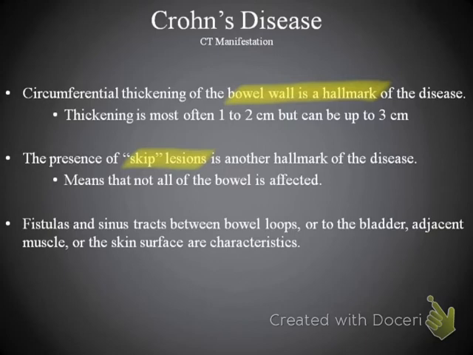the bowel. Fistulas and sinus tracts between bowel loops or to the bladder, adjacent muscle, or the skin surfaces are characteristic as well. And so basically you're going to look for transition points that should not exist between bowel and other things such as bladder, muscle, skin, or even other bowel loops. So that's what we're going to look for as well. But the most common is, once again, skip lesions.